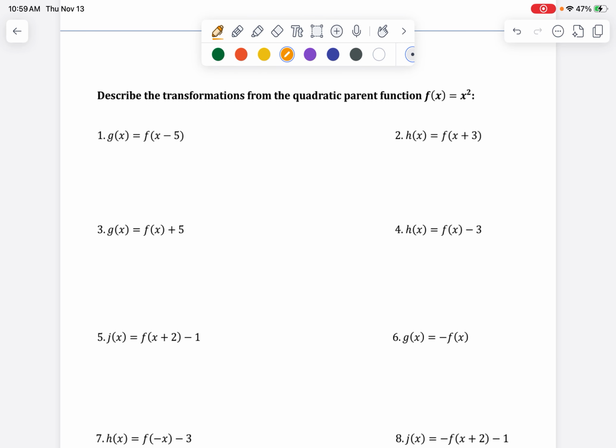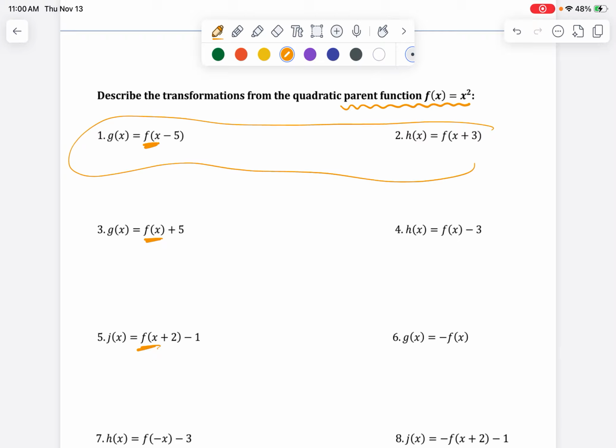So remember, all of these f of x's that we're seeing, they're all x squareds, right? They're telling us up here that we're taking the parent quadratic function and we're just writing it in transformation form to get these new functions. Notice some of them say g of x, some say h of x, some say j. It doesn't matter, right? As long as we're changing the f of x into something else. All right, so here we go.